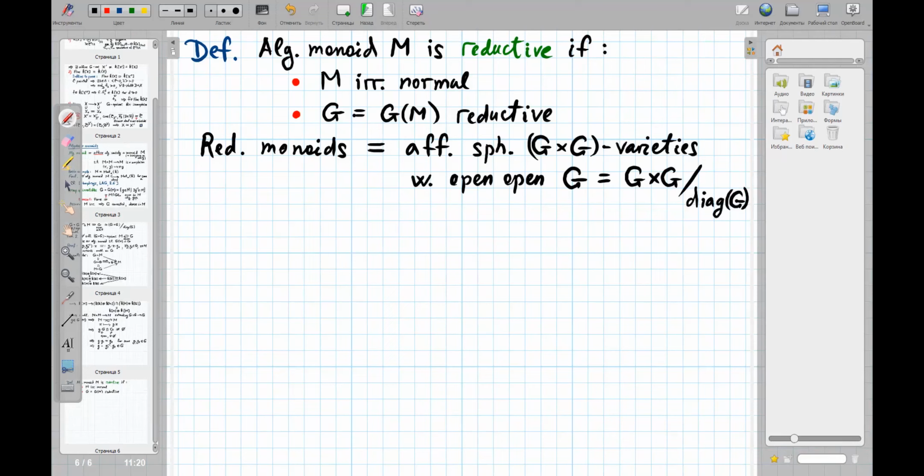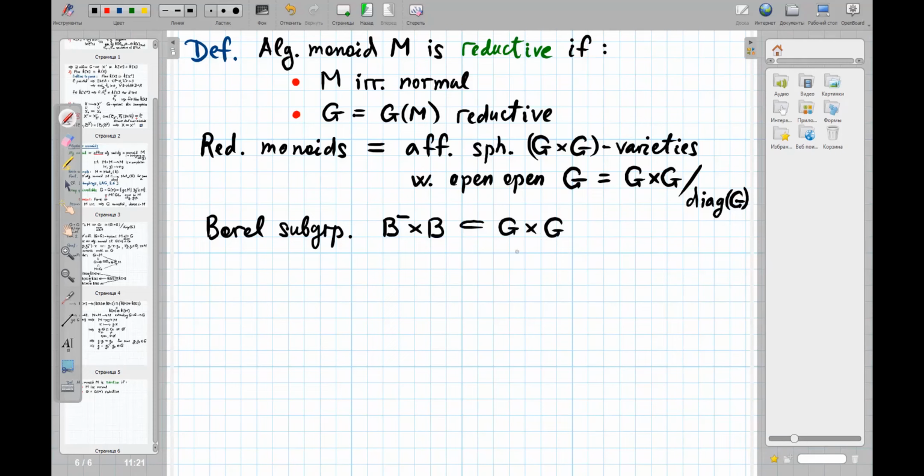Now we can apply the theory of spherical varieties to this class of affine spherical G cross G varieties. Recall the color data of this spherical homogeneous space, G cross G over the diagonal. So for the Borel subgroup, we can choose B minus cross B, where B is a given Borel subgroup in G, and B minus is its opposite Borel subgroup. This will be a Borel subgroup in G cross G.